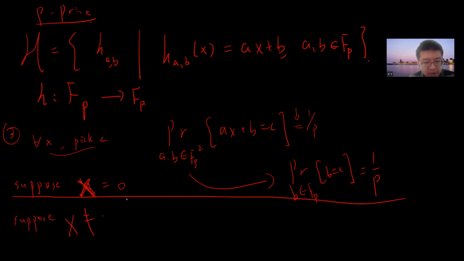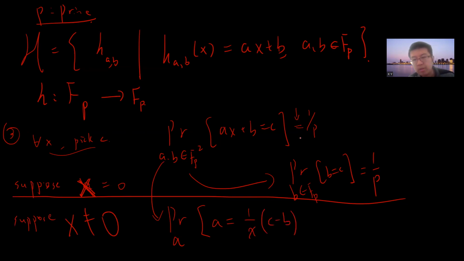Suppose X is non-zero, then we must have this term equals to probability of choose A. Whatever B I choose, A must be 1/x, C minus B. Since this is finite field, right? So finite field, 1/x exists. So this is the same as I randomly choose B, and there is always a corresponding A. Okay, so it's just still 1/p.